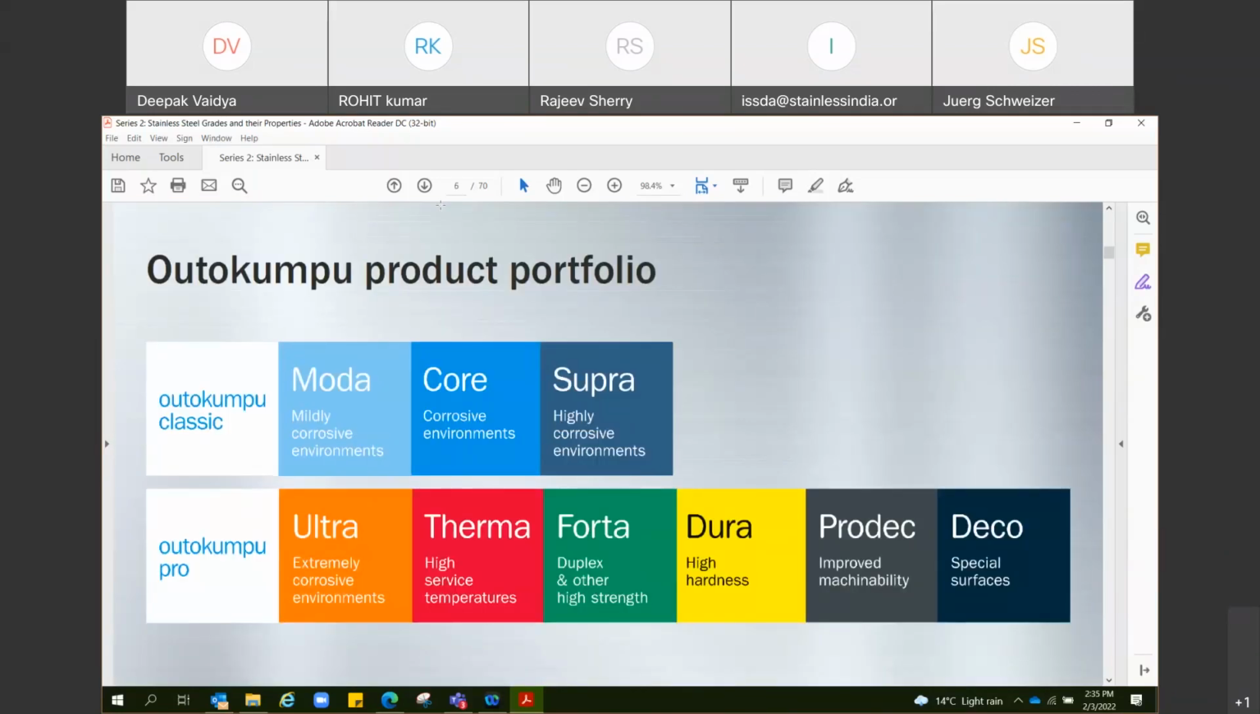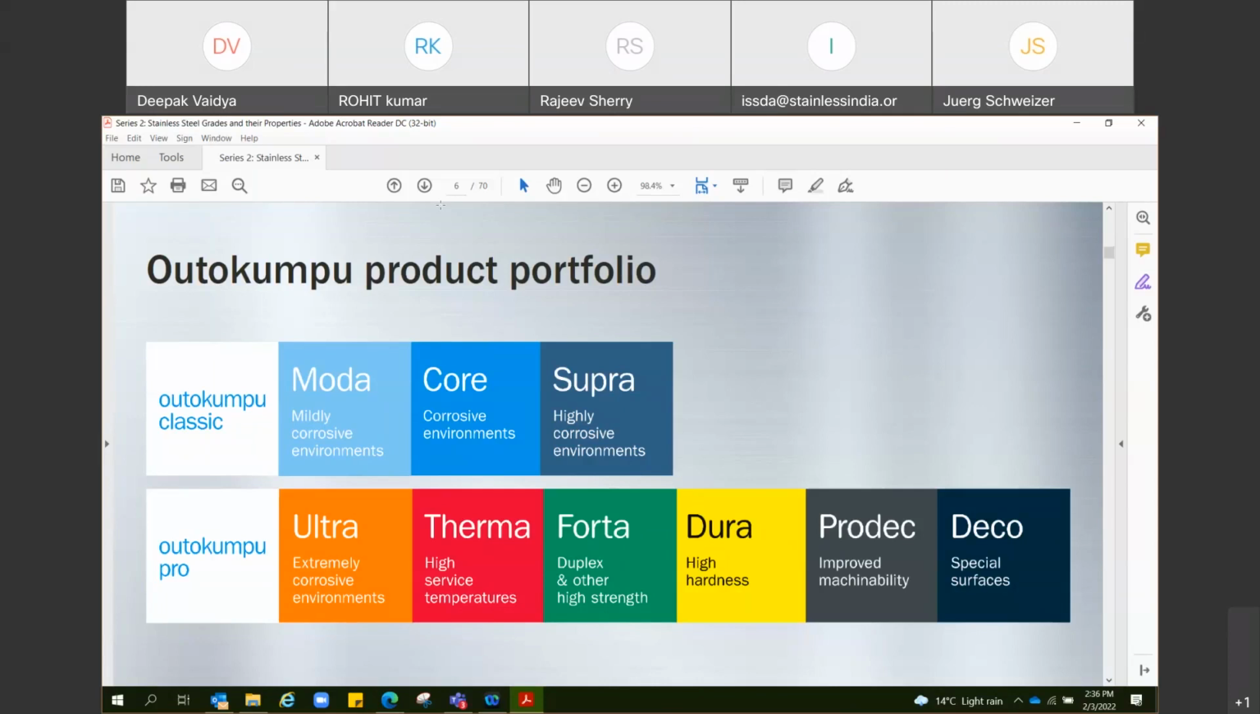This is the next slide, Autocompo product portfolio. As we started earlier and explained in all our presentation, we have divided the whole stainless steel family into two parts. One is the classic family, starting from the mildly corrosive environments called Moda, then going to corrosive as Core and Supra, which is normally used everywhere. Then we go with the Pro series, which is a professional series, ultra very high alloyed austenitic, as I mentioned. Then Therma, which is for very high temperature, where we can produce material to sustain up to 1100 degrees centigrade cyclic temperatures. So there is again a family depending upon the temperature, and you have very high creep strength material.